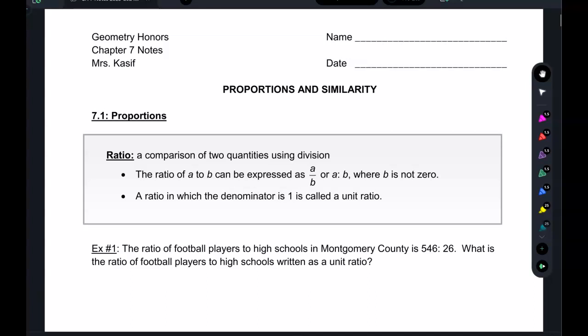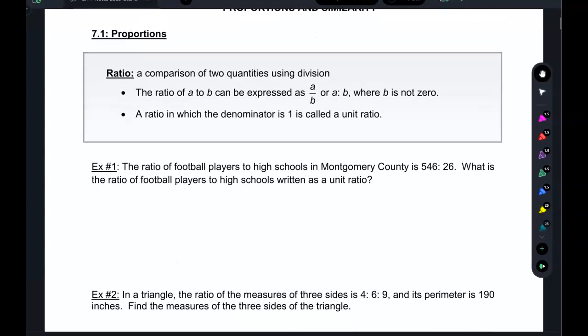Okay, so today we're going to do two sections, 7.1 and 7.2. The first part, 7.1, should look like a review from Algebra 1 because it's all on proportions.